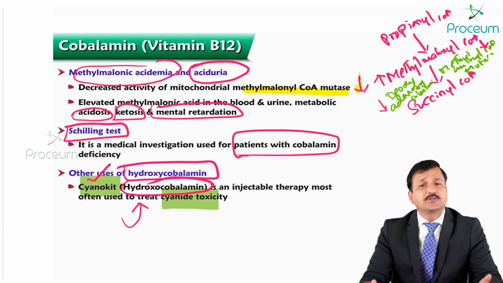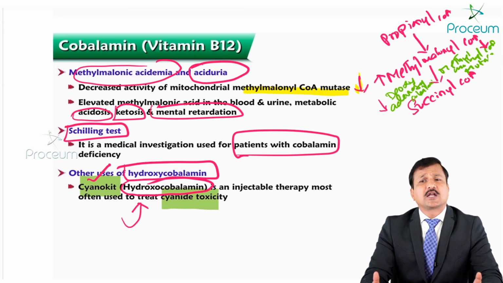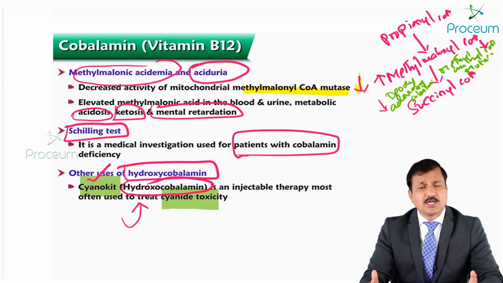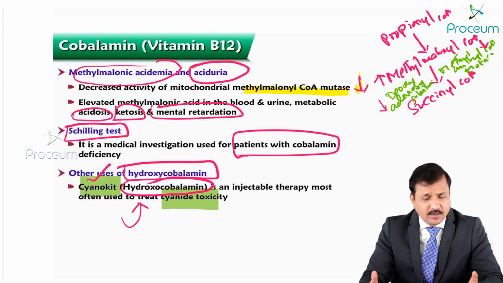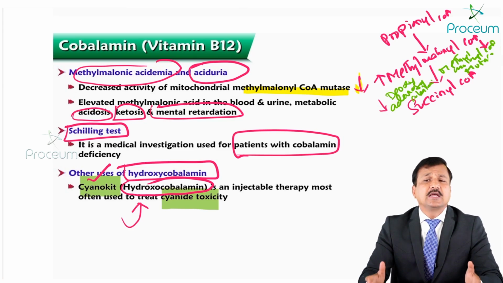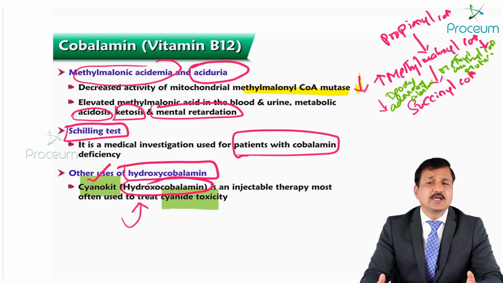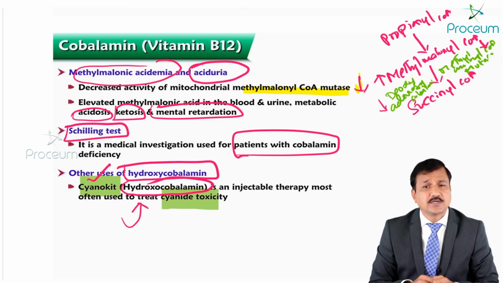So, that's all about vitamin B12, that is cobalamin. So, we have covered the absorption of cobalamin, transport of cobalamin, storage of cobalamin, different coenzyme forms of cobalamin, causes for deficiency, deficiency manifestation and diagnosis, and some of the uses of other forms of cobalamin.